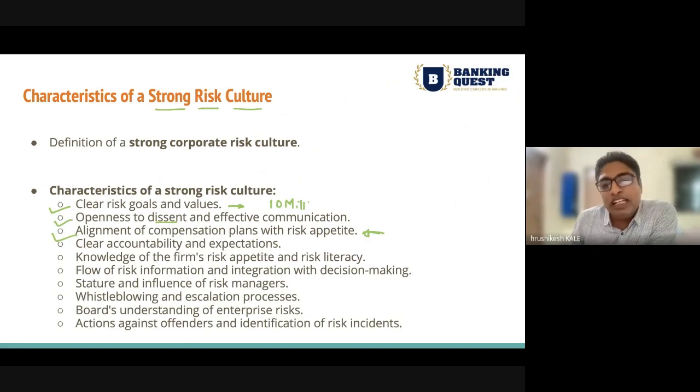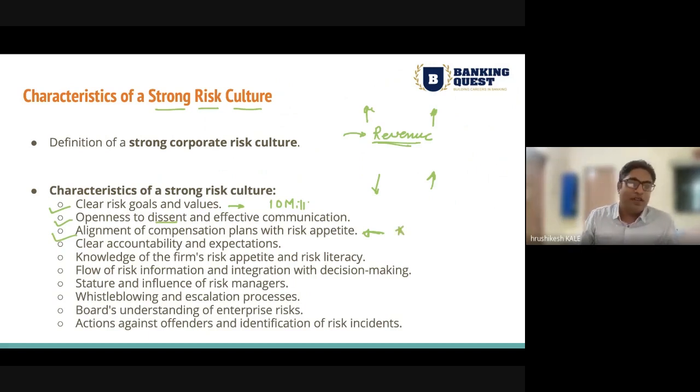First, you will find that there was alignment with revenue. So, the higher the revenue, the higher the compensation. Right? Now, they are trying to align with risk management. So, the lower the risk, the higher the compensation. That's what they are trying to do. But it's not feasible because it's not logical. Clear accountability and expectations. This is very important. Knowledge of firm risk appetite and risk literacy.